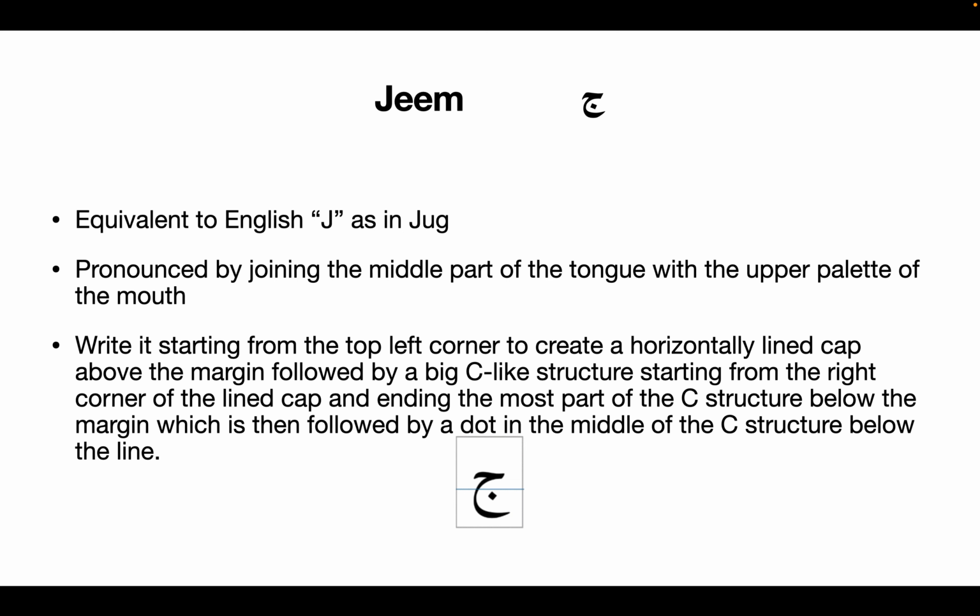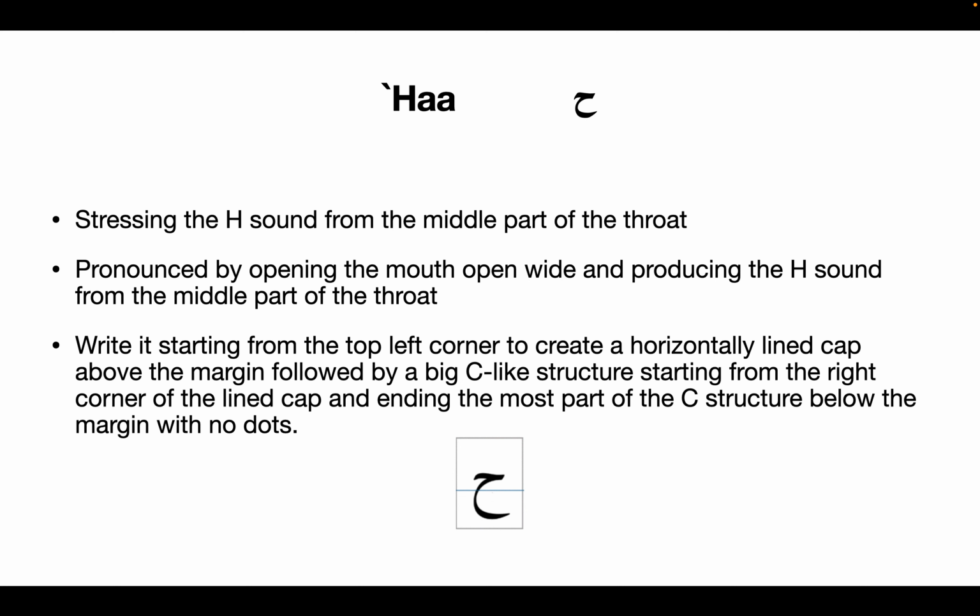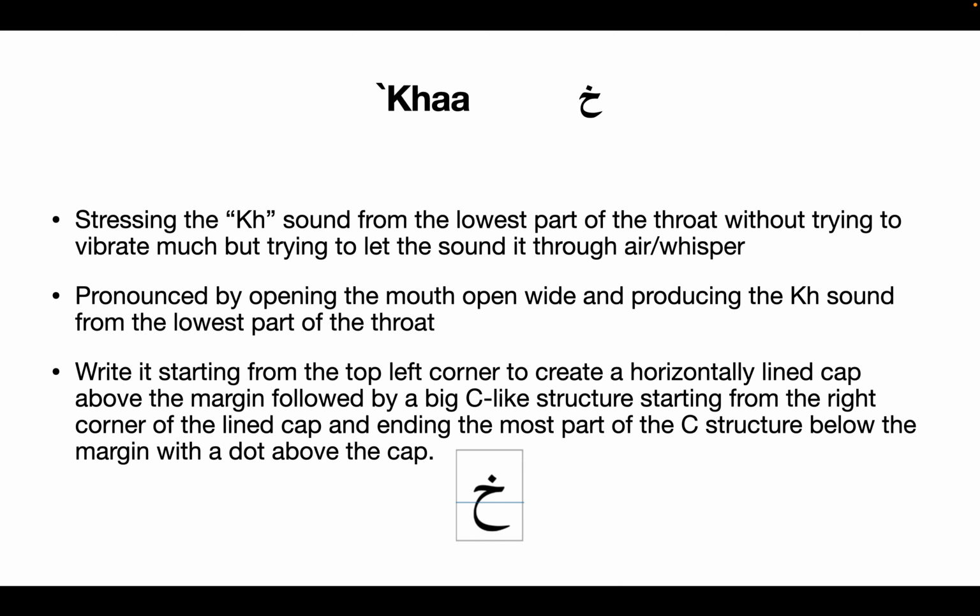Regarding the placement in the throat, Jeem has no stress in the throat. It's produced by touching the middle part of our tongue to the upper palate and producing a strong J sound, just like the English J in jug. So it's Jeem, Jeem. Ha is produced from the middle part of our throat by opening the mouth wide and pushing a lot of air from our throat towards the mouth. Ha, ha.